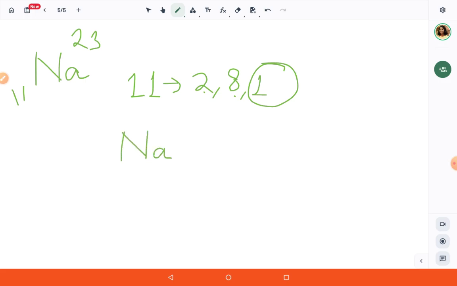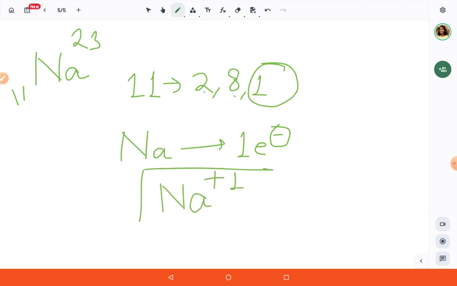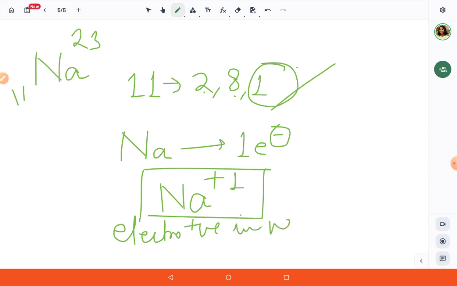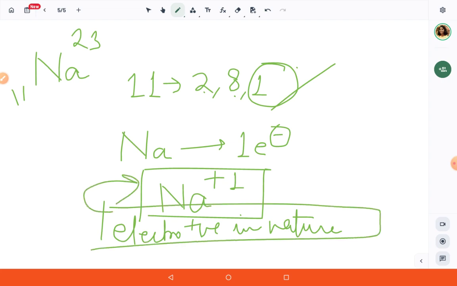So what it will do? It will lose 1 electron. When it loses 1 electron, it will have a positive charge of plus 1 on it. This is how we find out that valency will be 1, because in the outermost valence shell it has 1 electron. So what we can infer about the metals is that they are electropositive in nature, because they have the ability to lose electrons and have a positive charge on them. Alright, coming back.